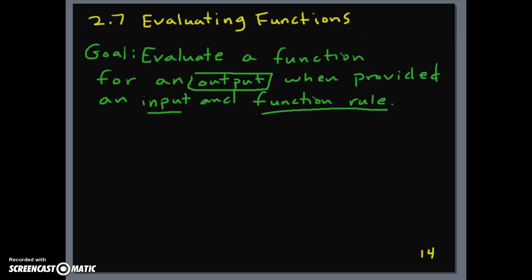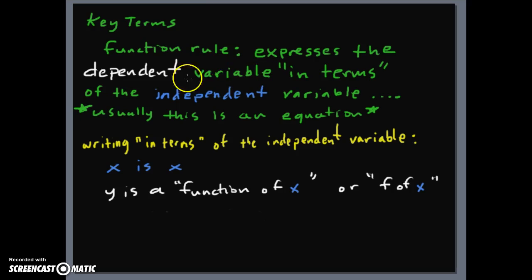A couple key terms today. And actually there's just one. It's function rule. So this is the kind of definition of what a function rule is. It expresses the dependent variable, so our dependent variable is normally y, in terms of the independent variable. So this isn't anything that you don't already know or haven't been exposed to. It's just a little change of pace.